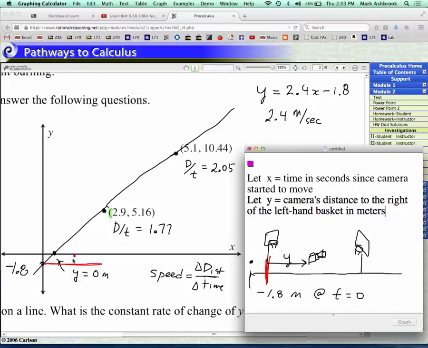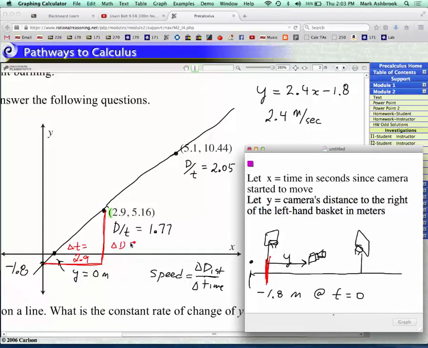I'll give you the glory in a second. So, yes, delta T is 2.9. But delta D is not 5.16. So Becca says it's something different. Becca, what is it? 6.96. And how'd you get that? You add the 1.8 to the 5.16.